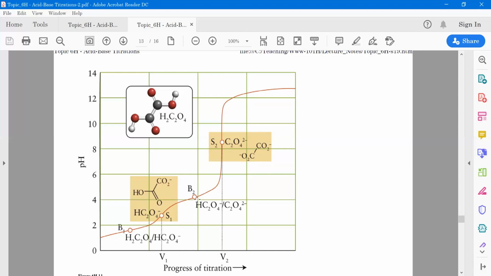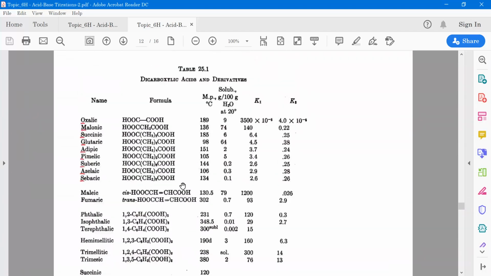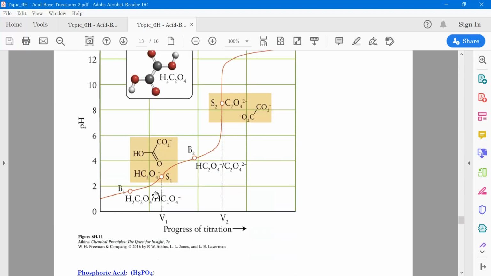Now, because the Kas for the different dicarboxylic acids start changing by a lot as you go from oxalic to malonic to succinic, the Kas are changing by 3 orders of magnitude. What happens to the titration curve is that the equivalence points become less and less distinct. And so at very low Kas, even this second one is much more gradual. It kind of resembles that 10 to the minus 10th Ka we looked at before for comparing Kas. But anyway, all the dicarboxylic acids will behave in this same basic way.